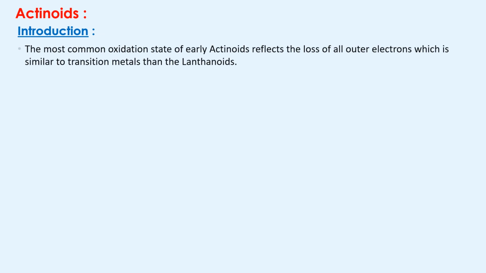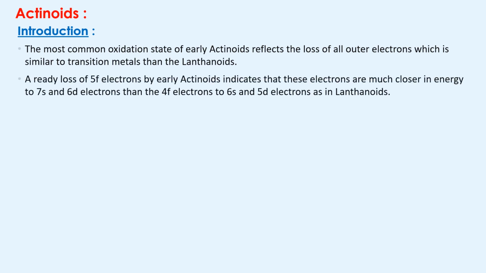Now the next point is that the most common oxidation state of early actinoids reflects the loss of all outer electrons, which is similar to transition metals rather than lanthanoids. The most common oxidation state of early actinoids reflects the loss of outer electrons, which is similar to the transition metals rather than the lanthanoids.